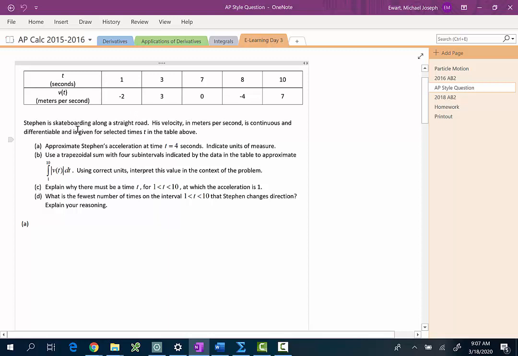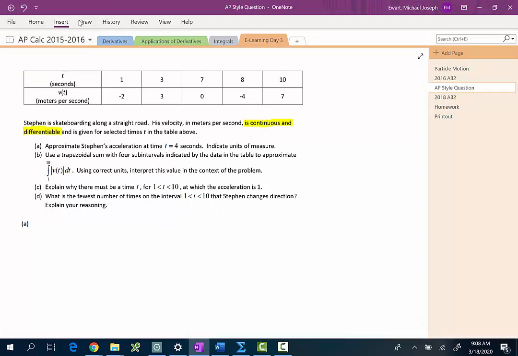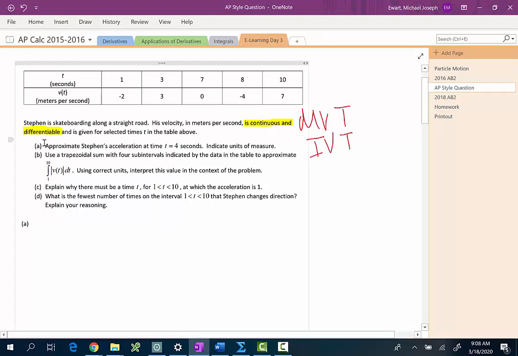His velocity in meters per second is continuous and differentiable. Sometimes they just say differentiable, and if it's differentiable, you know it's continuous. But whenever we see this pop up, it's a really good indicator that you're probably going to have to do MVT or IVT, or both. So we'll get there in parts C and D.